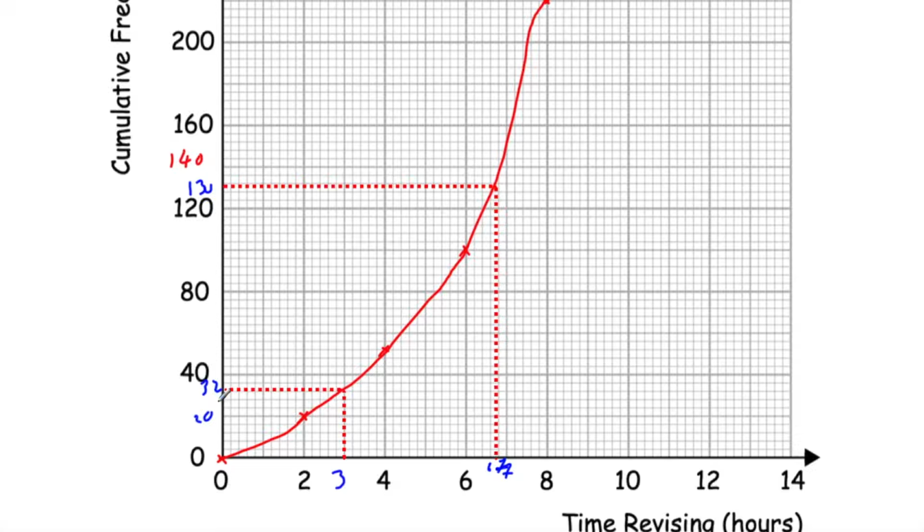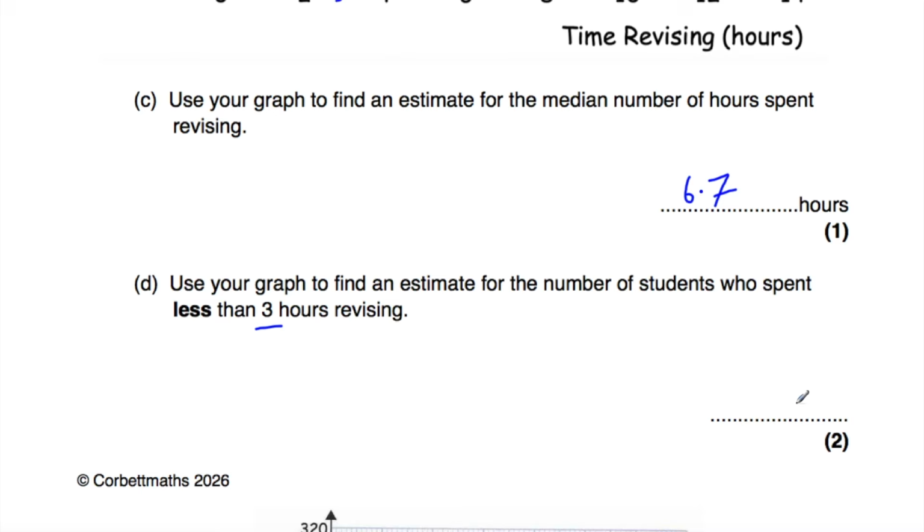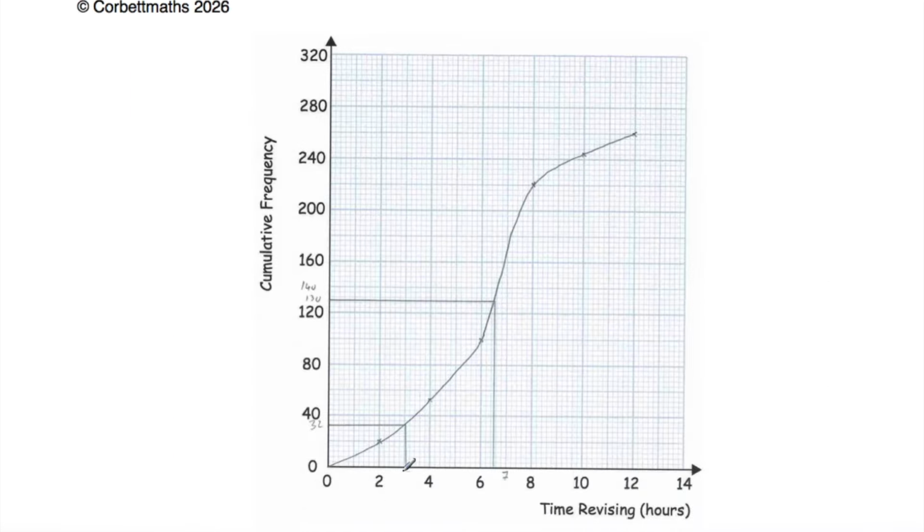If I wanted to know how many students revised for more than 3 hours, I'll just take that away from 260, and that'll be my estimate for that. But in this case, it wanted less than 3 hours, so that would be 32. And I'm just going to go to the solution on the website. With the solution on the website, I went up and across, and I got the 32 as well. So hopefully sometimes we might match whenever we get our solutions like I did here.